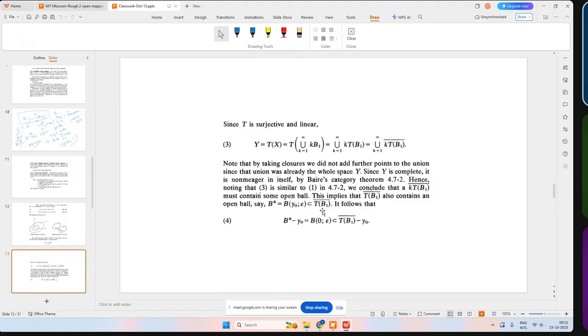This is in TB1. Now you translate B star by y naught. That is B star minus y naught, which is the same thing as the ball of radius epsilon, and that is contained in TB1 closure minus y naught. So that's a simple geometry. All right.